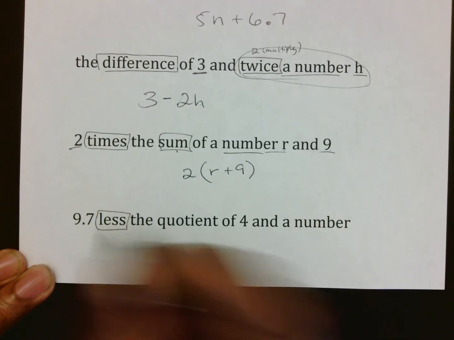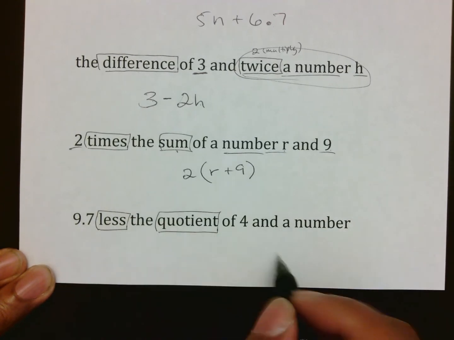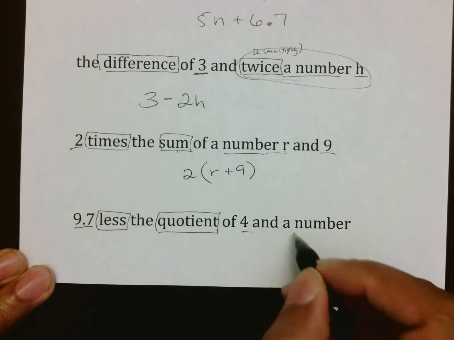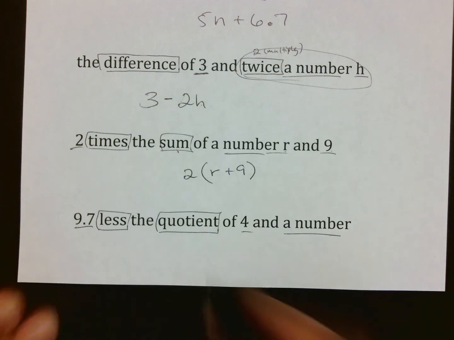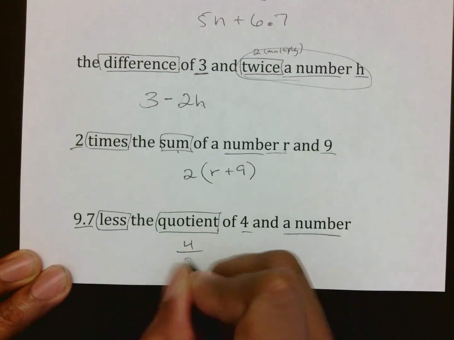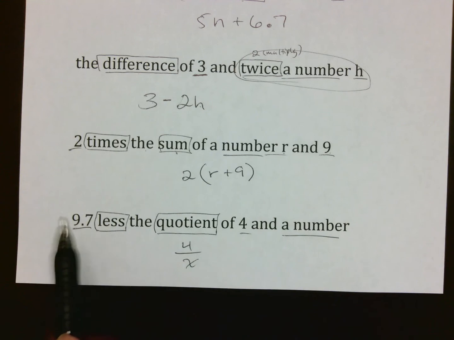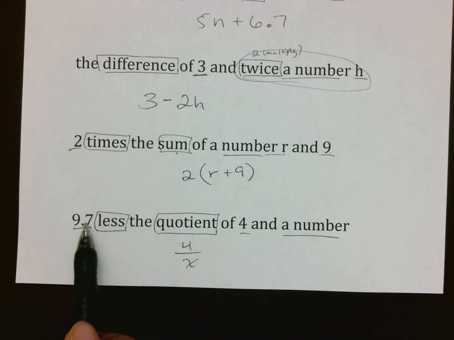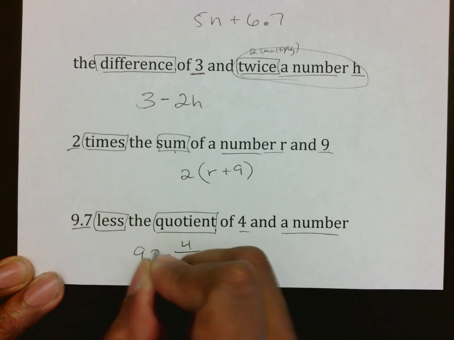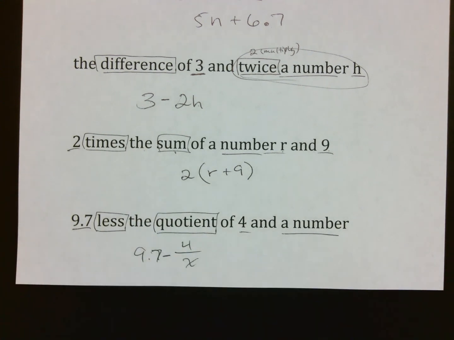9.7 less the quotient. Again, operation words there, so 9.7, for a number, I'm just going to go ahead and use x. But again, this is the stronger word, so the quotient of 4 and a number, remember 4 goes on top, a number goes on the bottom. The trick here is 9.7 is first, and so we need to make sure we don't put it in the wrong spot. If it was 9.7 less than, then it would mean switch it around, but since it's less, and remember less doesn't mean switch, you put 9.7 first, minus 4 over x. Alright?